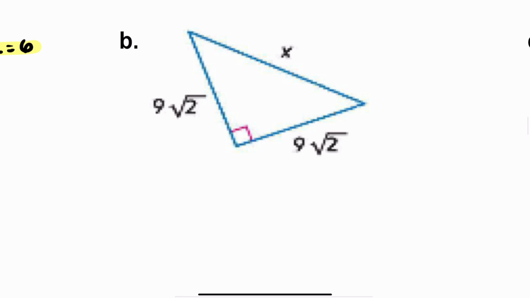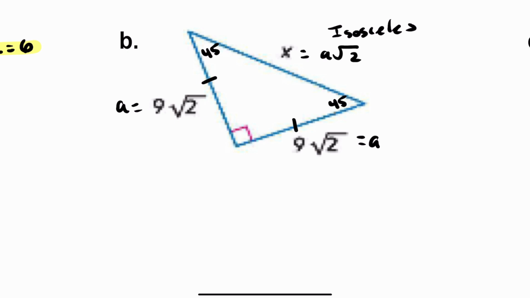Okay, here is B. Notice that we have 9 root 2 here and 9 root 2 here. What does that mean? That means that these two triangles are congruent, and that means that this is isosceles. So when you're dealing with an isosceles right triangle, that means that this is a 45, 45, 90 triangle here. Okay, so let's go ahead and label our figure. Across from 45, this has to be A. Across from 45 over here, this has to be A as well. And then lastly, this has to be A root 2.